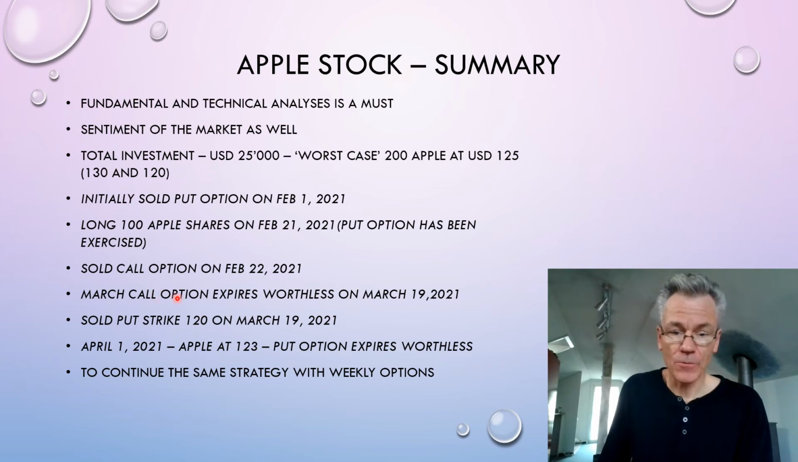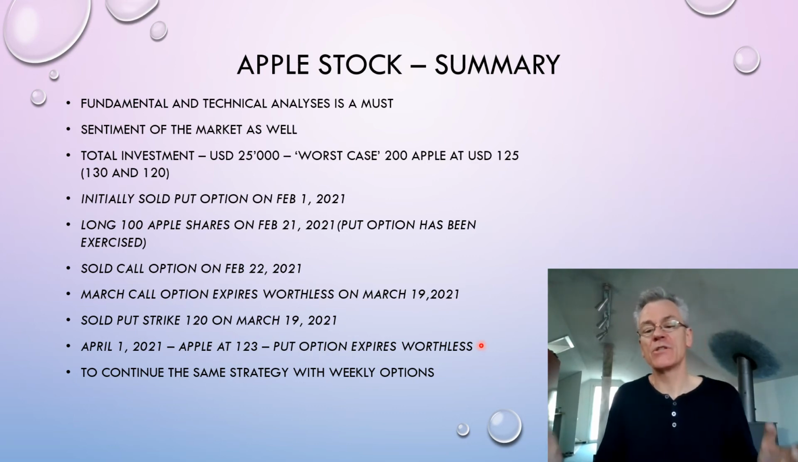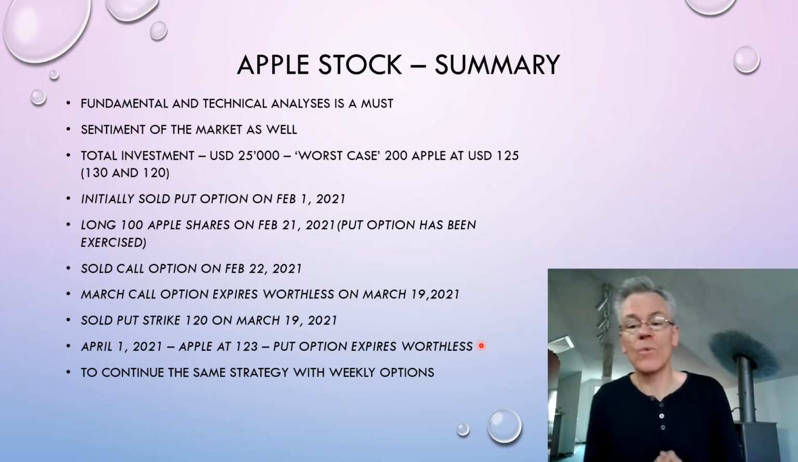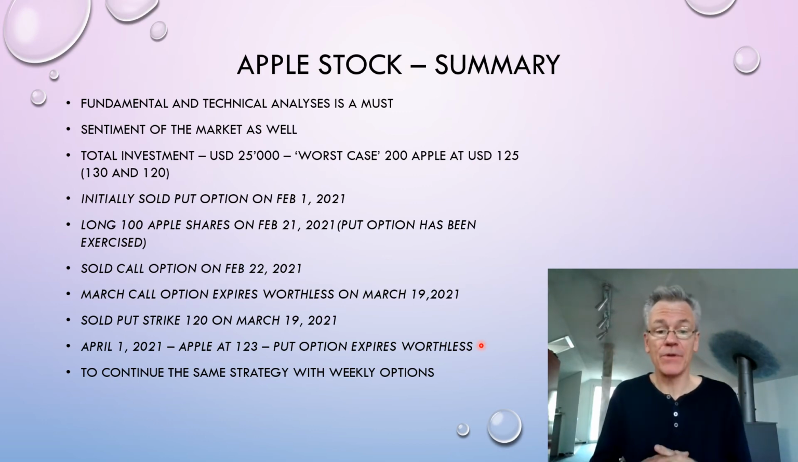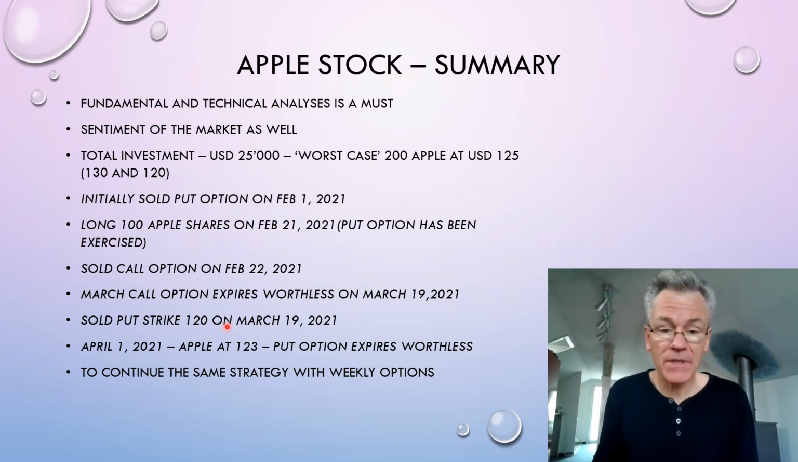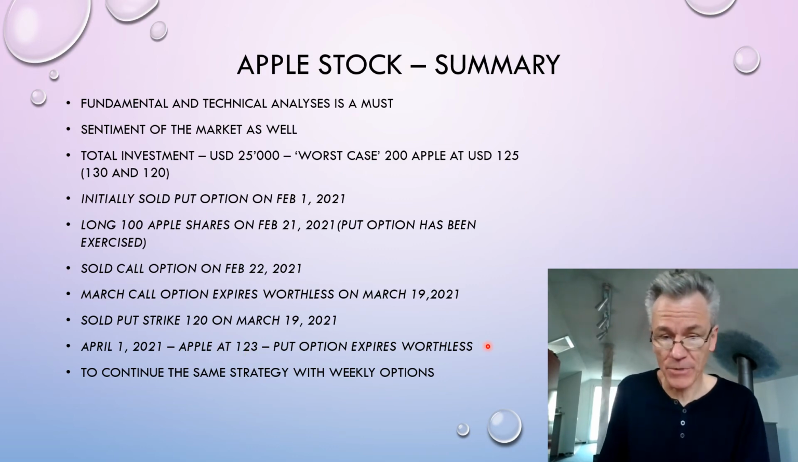Then the call option expires. I sold another put option because the stock dropped more. And let's say on 1st of April, Apple was at 123, so my put option expires worthless. So my position would now be still long 100 Apple at 130. So maybe I would wait a little bit till it goes a bit more up, maybe 125, 126, and then I would sell again a call option.